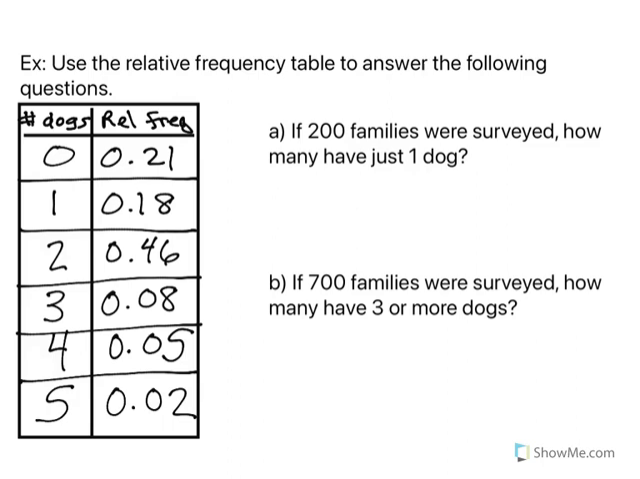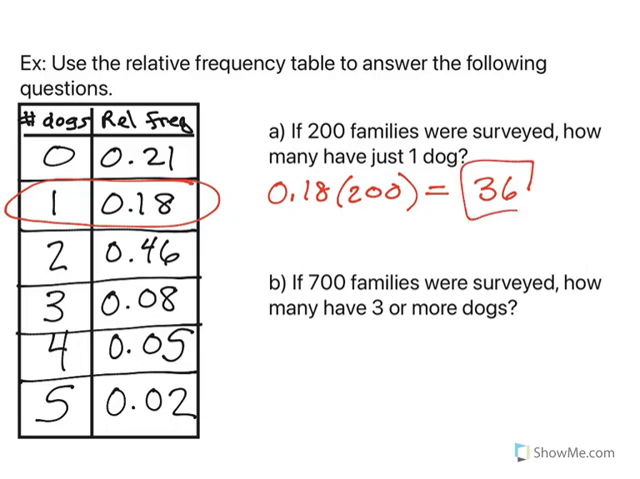Question letter A. If 200 families were surveyed, how many have just 1 dog? Well, I know that the ratio of just 1 dog is 0.18. So think about this. If the ratio is 0.18 of the 200 families, of means to multiply. So if we take our relative frequency and we multiply that by the number surveyed, that will give us an estimate of how many families will have just 1 dog. So 0.18 times 200 gives us 36. So 36 families would have just 1 dog based off this data.